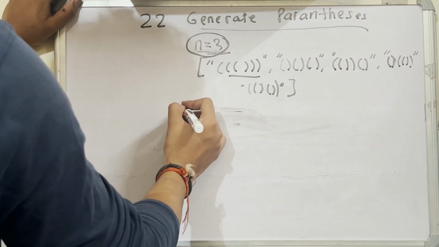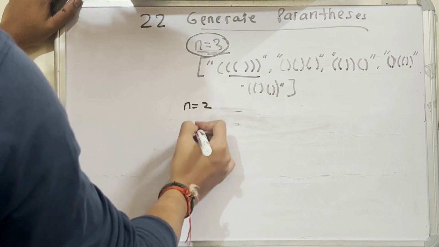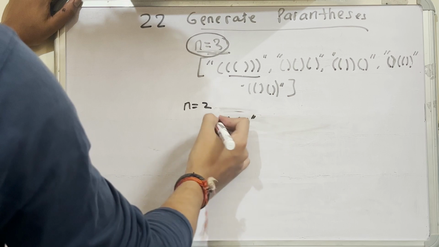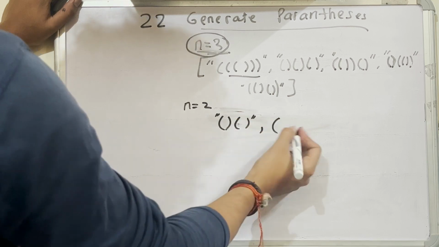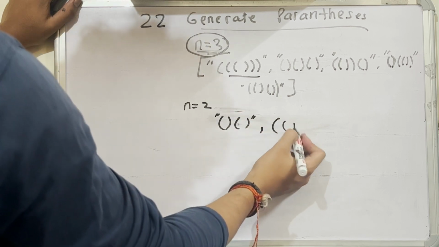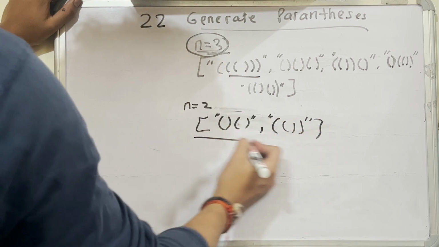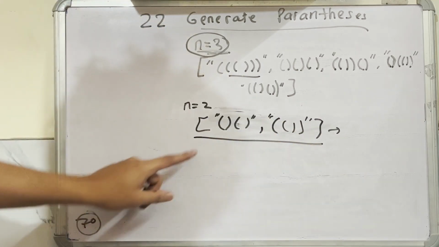And if you take another example, like for n equals 2, all the possible strings will be, this will be a possible string and this will be another possible string. So these two will be the only possible strings, and you have to return this list or vector, you can say.